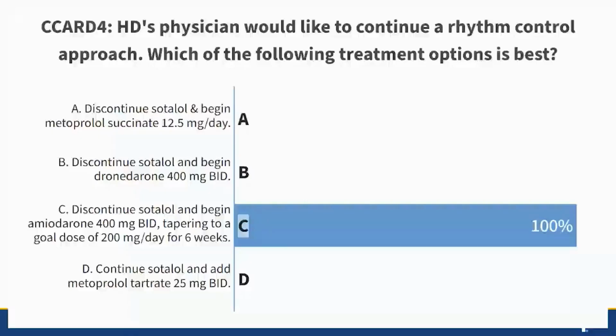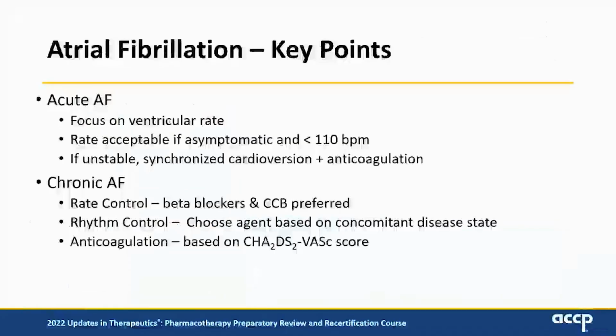So you're really stuck choosing between dronedarone and amiodarone, and we know just looking at our patients with structural heart disease that amiodarone is the only safe option in this patient, and the only other choice that would have been reasonable would have been dofetilide. Good job.